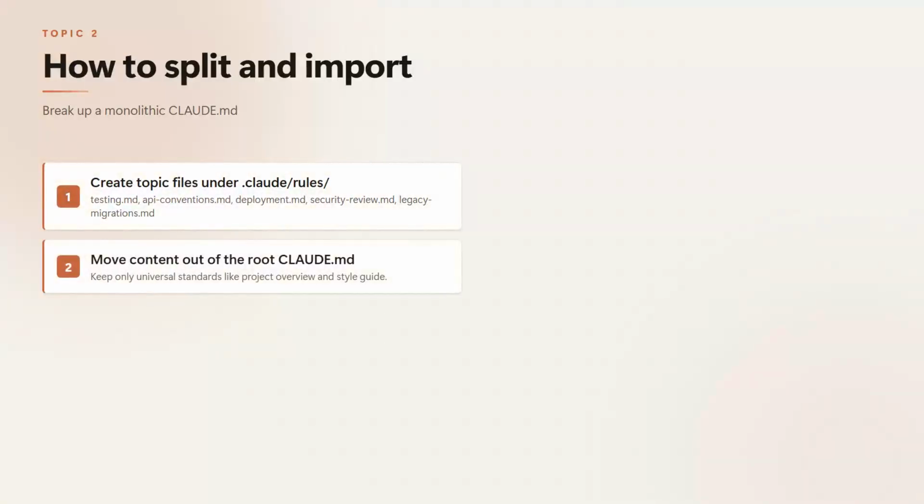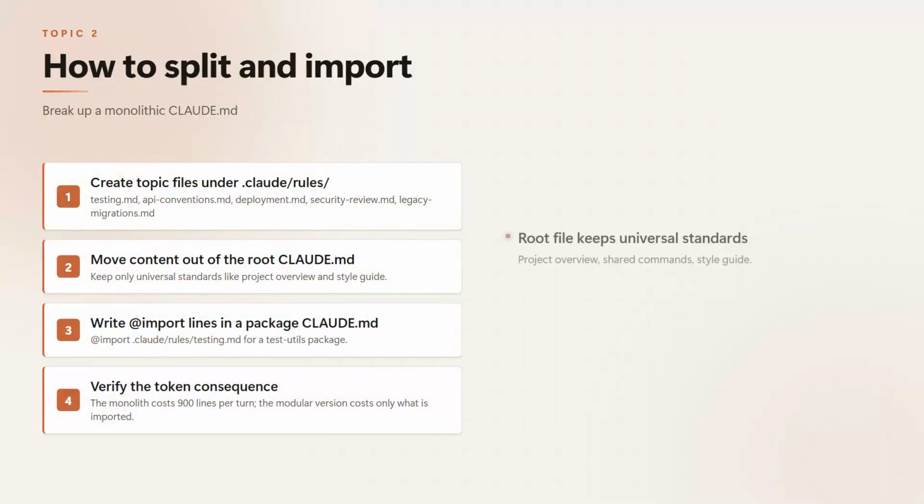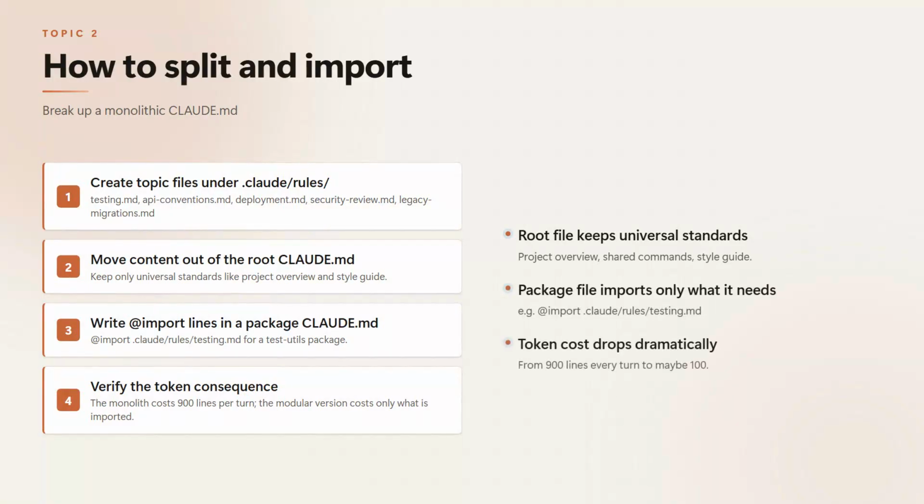Take the test-utils package in a monorepo. Its maintainers only care about testing standards. You create .claude/rules/testing.md with the testing rules, then in the package's claude.md you write import .claude/rules/testing.md. The alternative is leaving everything in the root file, but that forces test-utils to load API conventions, deployment rules, and legacy migration playbooks it will never use. That loses because it wastes tokens and adds noise. The other topic files, API conventions.md, deployment.md, and the rest, are on the page, and the pattern is the same for each package.